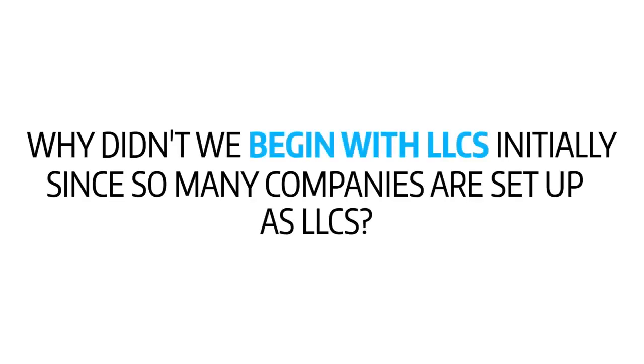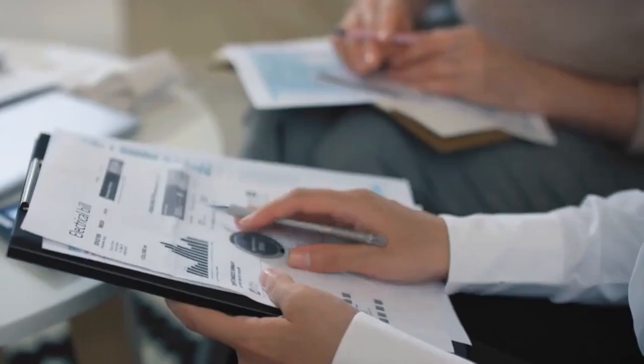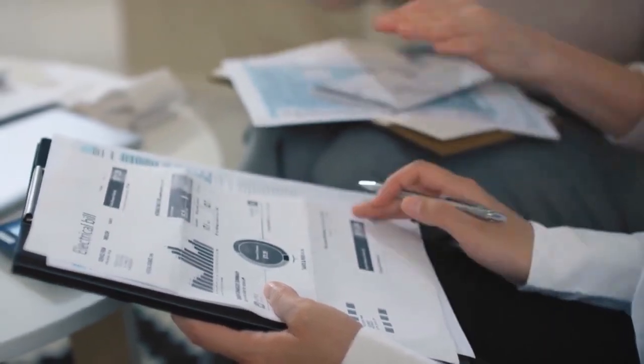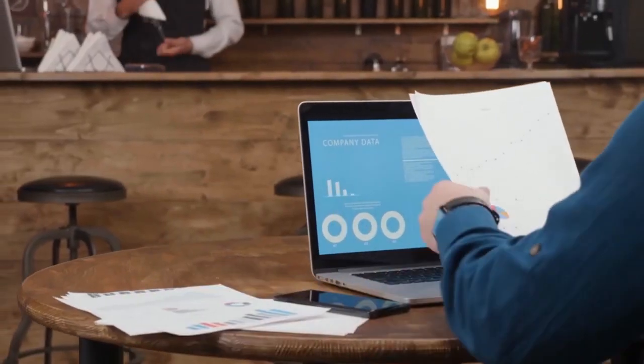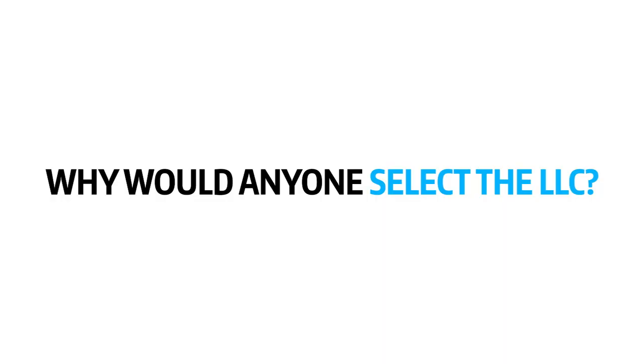LLC. Why didn't we begin with LLCs initially, since so many companies are set up as LLCs? That's just because the LLC is a diamond throughout this list. The IRS does not acknowledge an LLC as a tax-paying company structure since it is only a legal entity. For tax reasons, the shareholders of an LLC should select one of the other structures. It is okay to set it up directly as any of the four tax entities instead of an LLC, so why would anyone select the LLC?